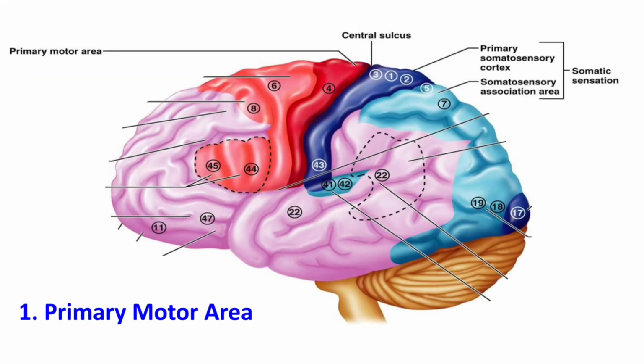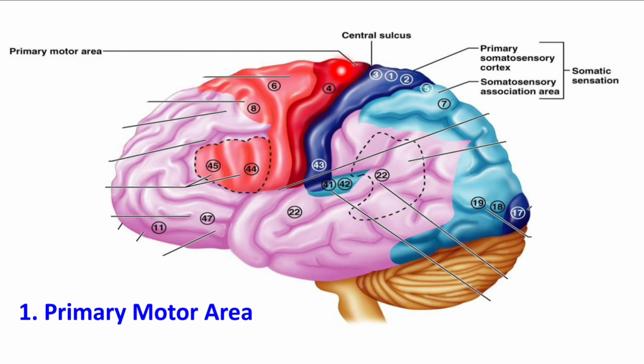This is the lateral surface of the cerebral hemisphere, and this is the central sulcus. As you can see, this is the most prominent sulcus, and in front of the central sulcus there are motor areas, and behind the central sulcus there are sensory areas. We will keep our discussion limited to these motor areas in this lecture. First of all, this is the primary motor area.